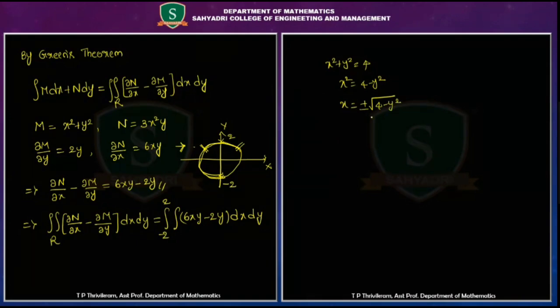So left side of x-axis means negative. Right side of the x-axis means positive. So that means minus root 4 minus y square to plus root 4 minus y square. So in this way you will find the limits for circle.